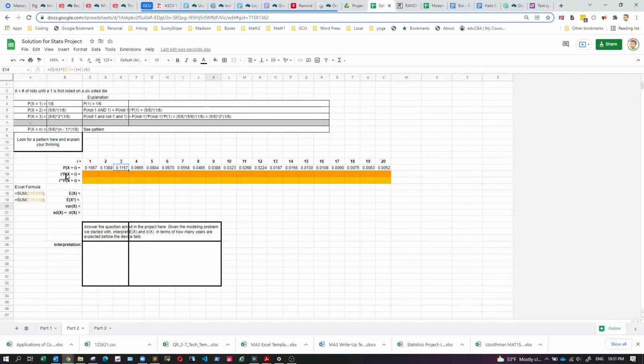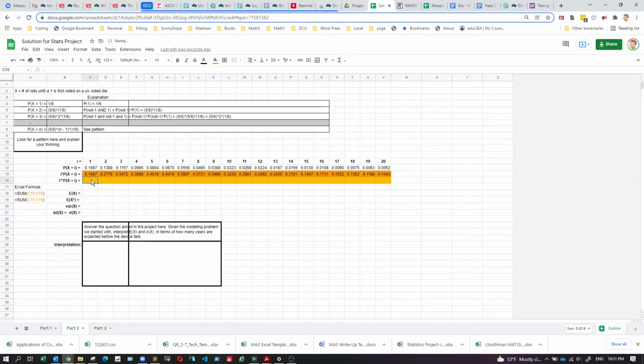Okay, and then now the rest is just this. So now I want to multiply I by that probability. So this is equal to I times that probability. And again, let's get this down to 4 decimal places. Oops, 4. Okay, and then we can just carry this one across.